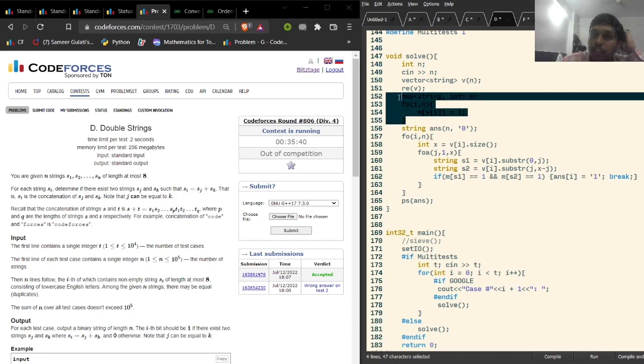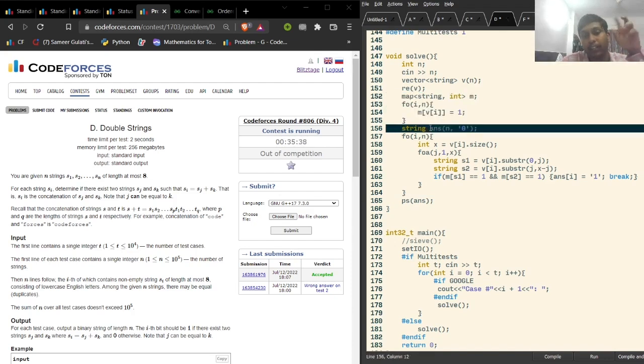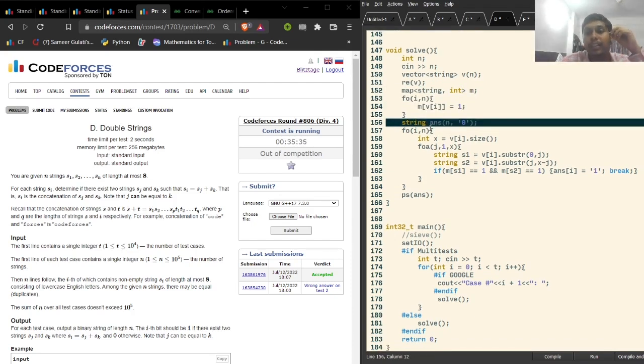You just store all of the strings that you have in a map, so that you can know which strings you have and which strings you don't have pretty easily.